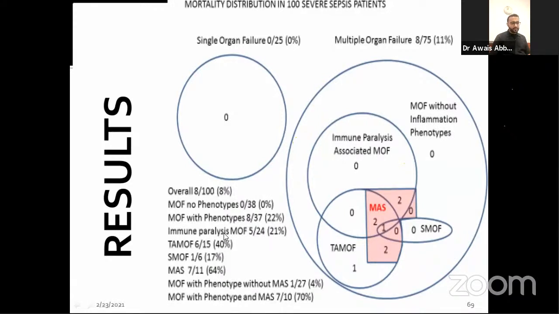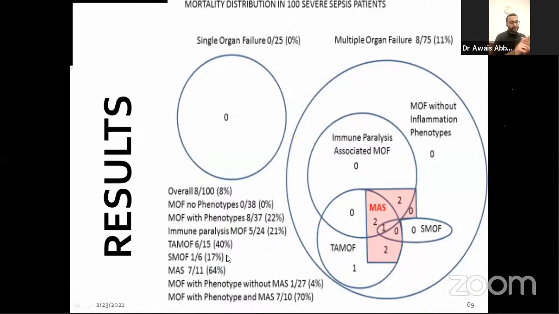Out of that, the contribution of IPMOF. So it is a bit complicated. I will simplify. The patients with MOF, with immune paralysis, and who develop MAS, these three entities in a single patient, the mortality was 21%.